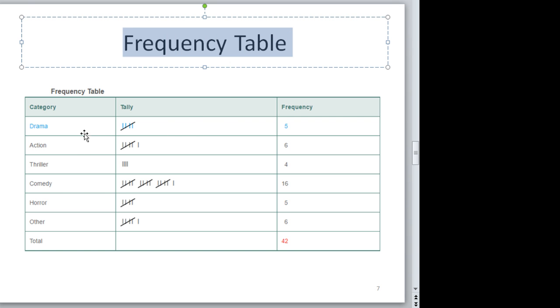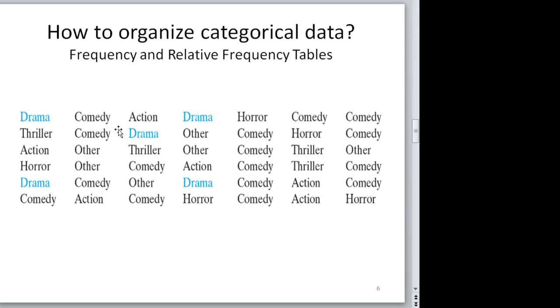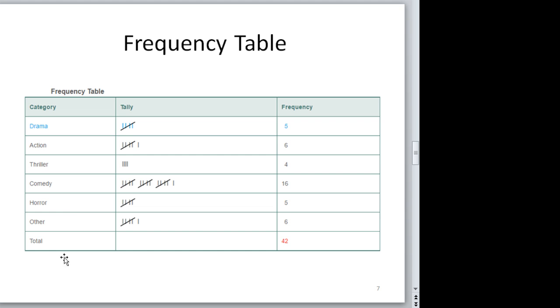Now, as you can guess, we have different categories for different types of movies. So we have drama, action, thriller, comedy, horror, others, and we have 6 different types of movie that we see in here, right? Now, once you figure out how many different categories we have, you put them in the first column and you call that different categories.